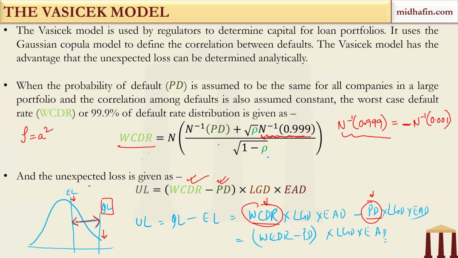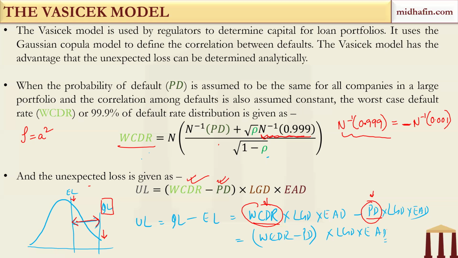Is my point clear? Are you able to understand what I am trying to say? Vedanti wrote, yes, WCDR would be less likely to occur. So answer my question. If WCDR is a probability which is less than the PD, UL will be negative in that case. Correct, Lucky. So UL will be negative. It's a contradiction. UL cannot be negative.